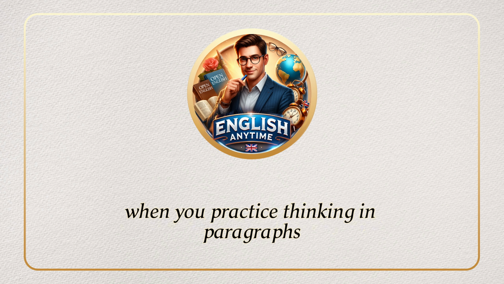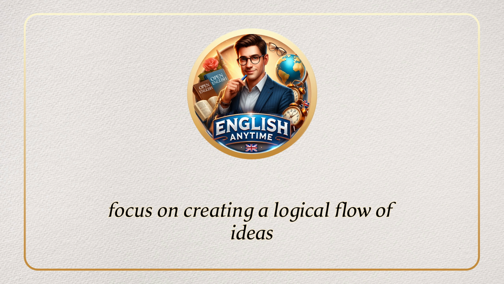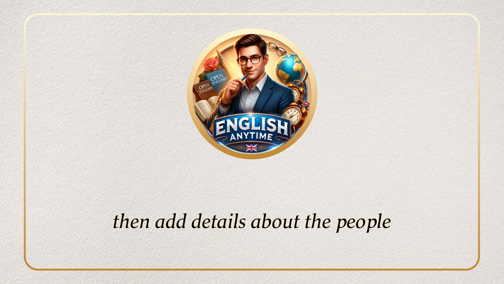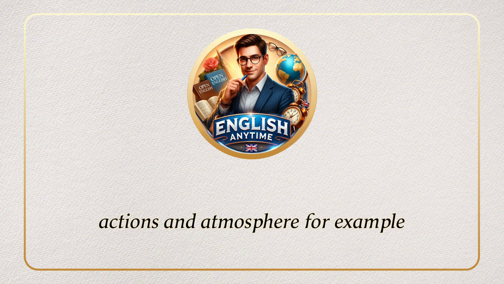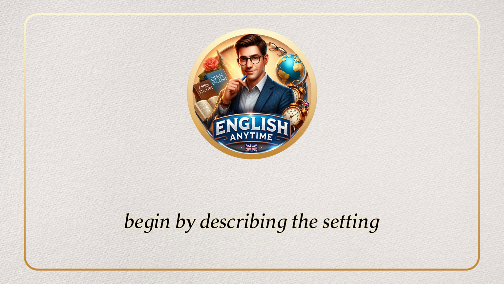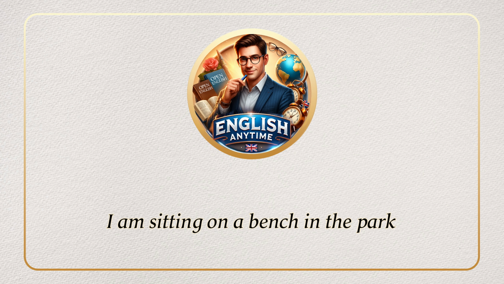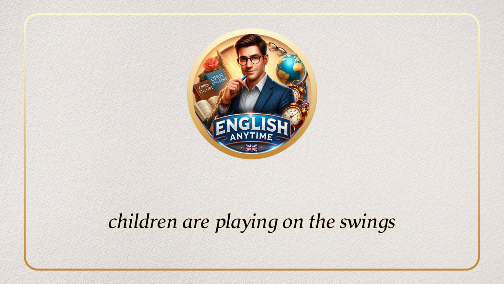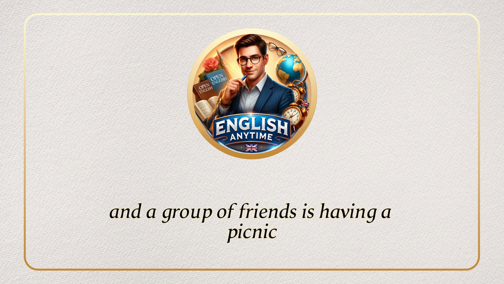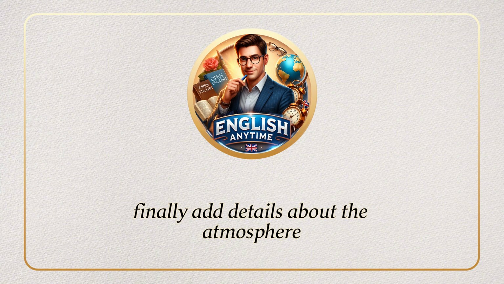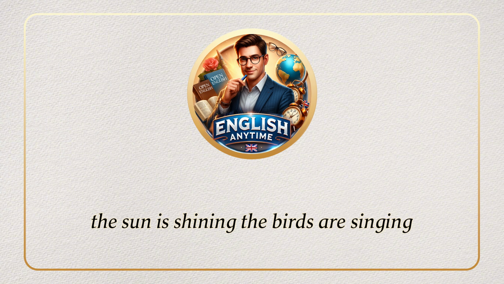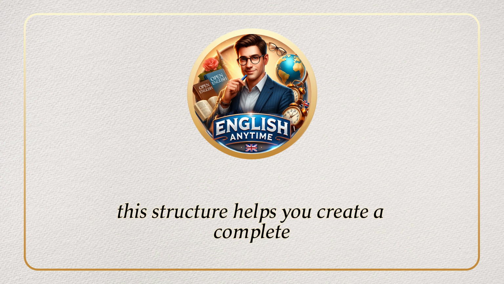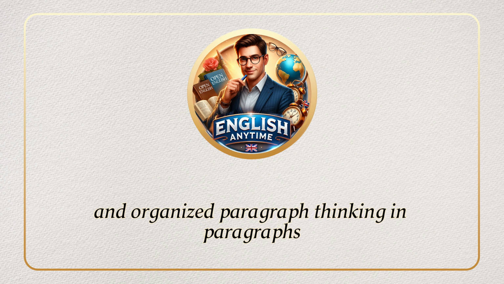When you practice thinking in paragraphs, focus on creating a logical flow of ideas. Start by describing the main scene, then add details about the people, actions, and atmosphere. For example, if you're sitting in a park, begin by describing the setting. "I am sitting on a bench in the park." Then, describe what is happening. Children are playing on the swings, a man is walking his dog, and a group of friends is having a picnic. Finally, add details about the atmosphere. The sun is shining, the birds are singing, and the air smells of freshly cut grass. This structure helps you create a complete and organized paragraph.